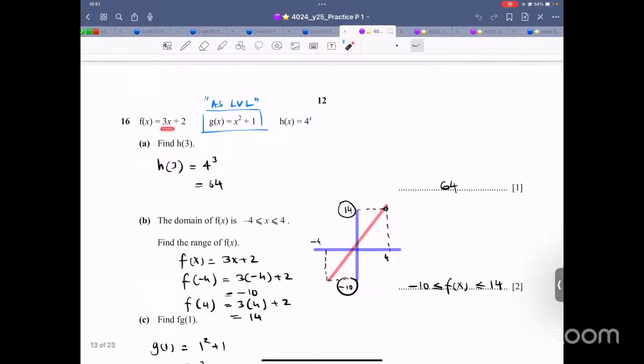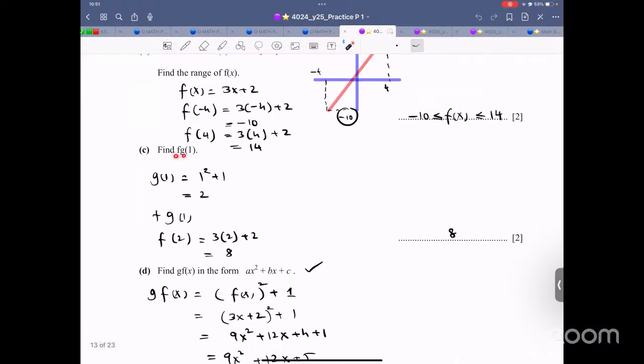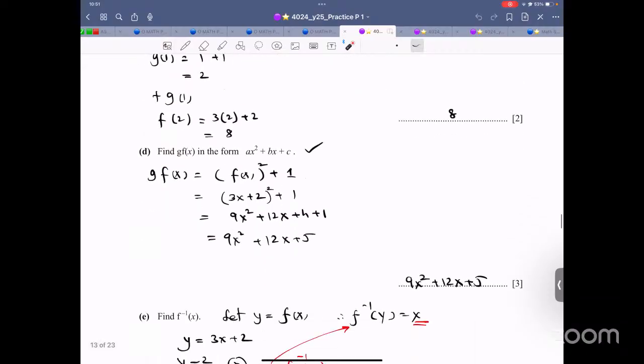So for the domain of f(x), what we can do is plug in -4, we get -12 plus 2, which is -10. Plug in 4, 3 fours are 12, 12 plus 2 is 14. So this value is giving me the lowest value, and this is giving me the highest value, lowest till the highest. That is the range of a function. f of g of 1: first evaluate g of 1, which is 2. f of g of 1 is technically f of 2, and then you get this answer.